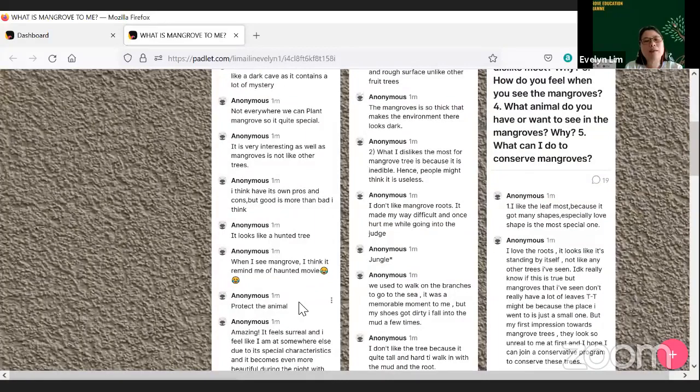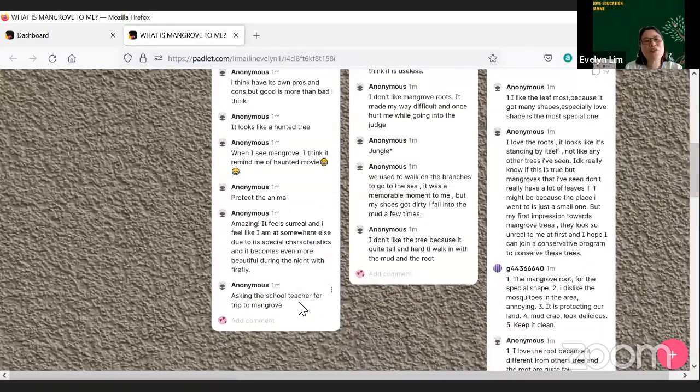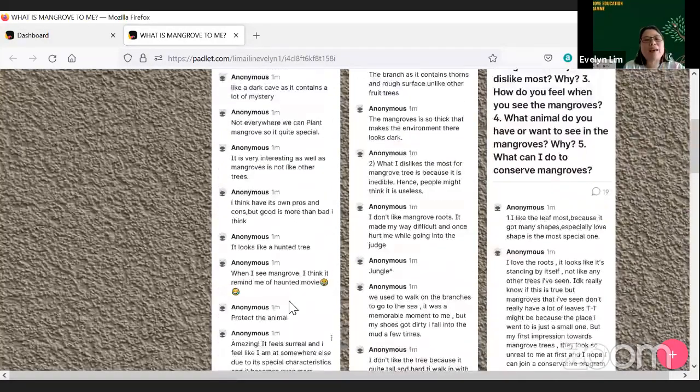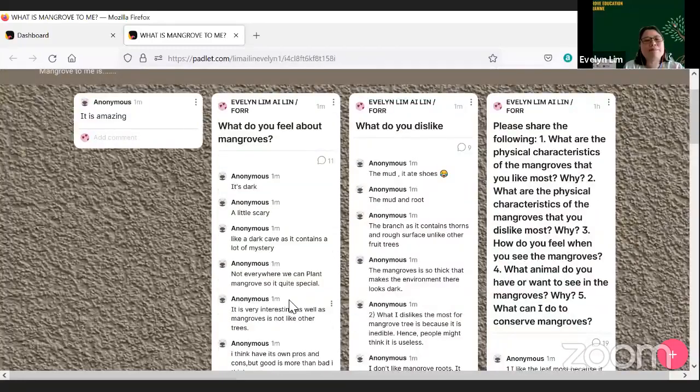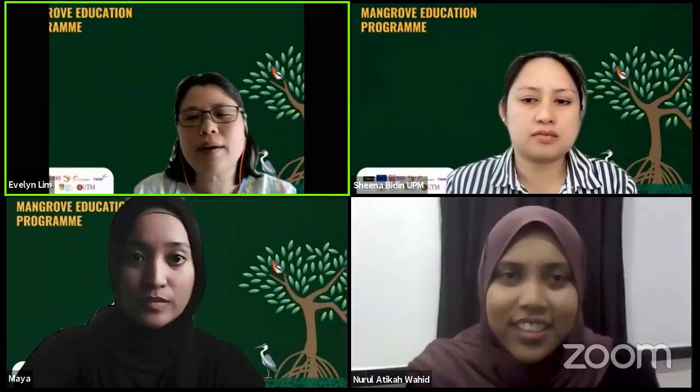And for others, I don't feel anything about it. And others, it's scary. So these are the main emotions that the students have shared in our group. So far, nobody has mentioned anything about what I can do to conserve mangroves. Okay, so that's from the main room. I will be stopping my sharing.